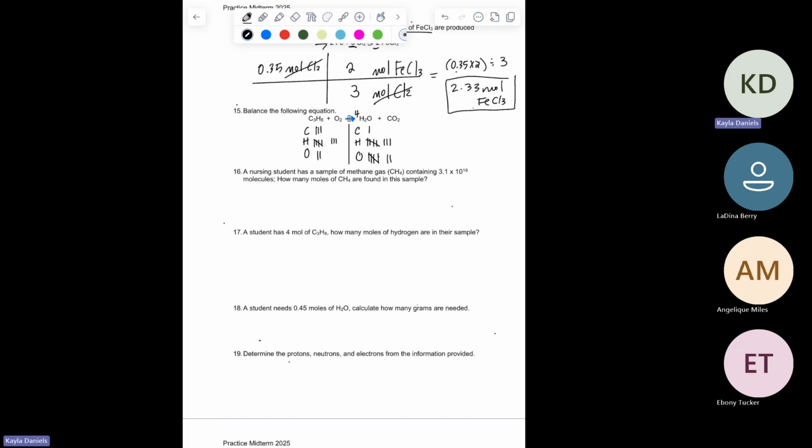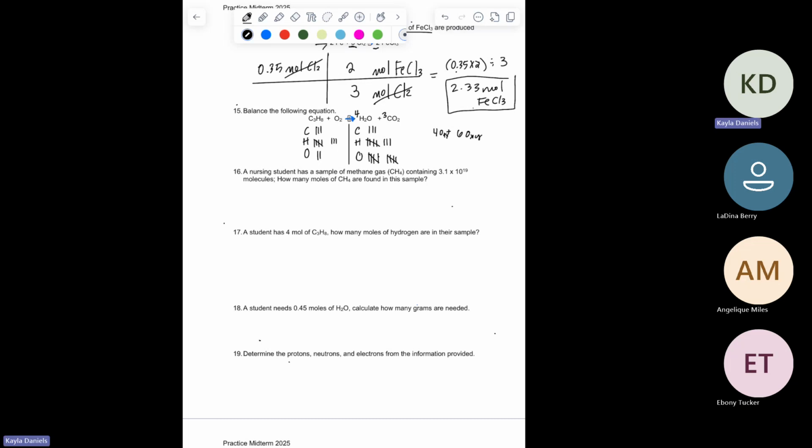I'm thinking maybe I'll put a 3 in front of this. That will bring my carbons up to 3. It's also going to add more to my oxygens again. So again, we have 4 oxygens from the H2O, and then 6 oxygens from the CO2, 3 times 2. So now I have 4 plus 6, that's 10 oxygens.